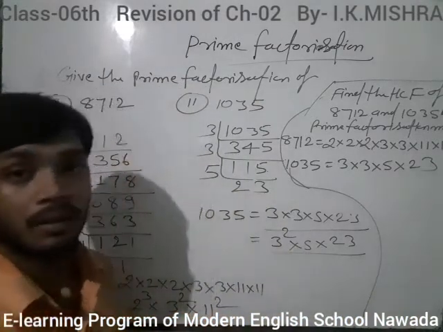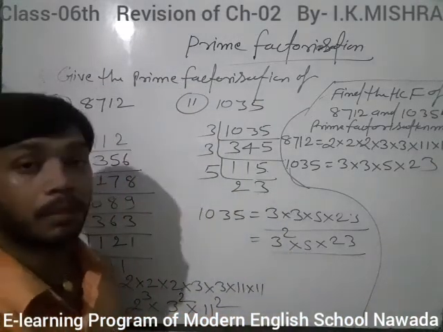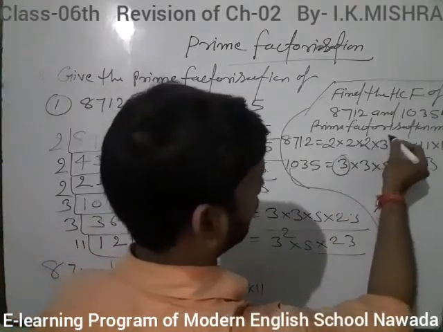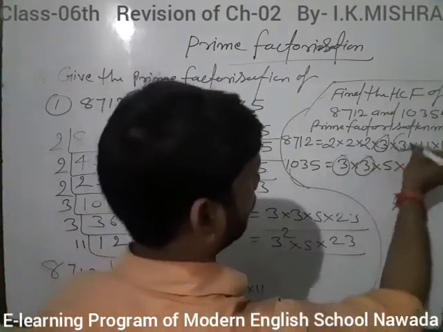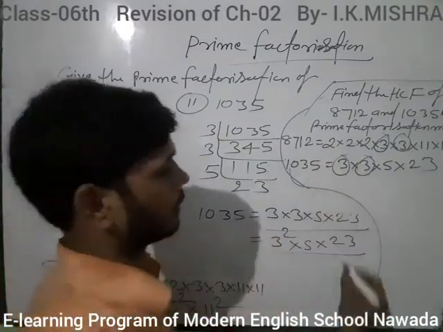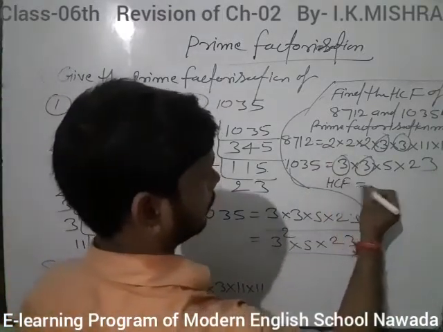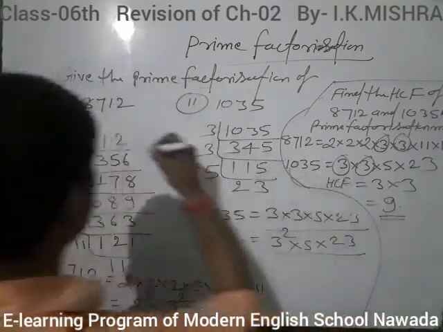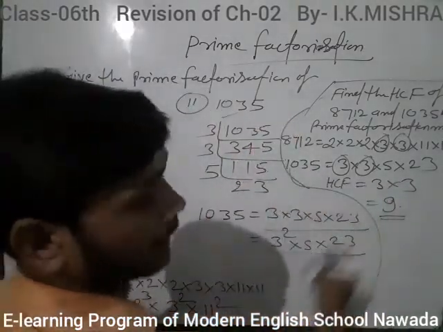Here students, check which prime numbers are common. Here 3 and here 3, 3 and 3 are common. Otherwise no one is common. So HCF is equal to 3 into 3, that means 9. So its HCF is 9.